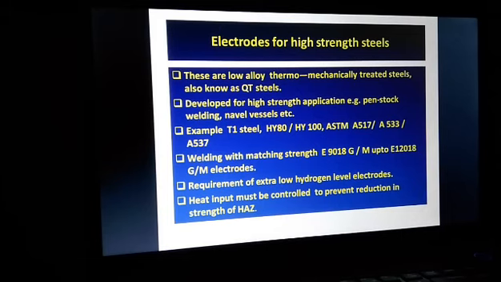Welding with matching strength E9018 GM up to E12018 GM electrode. Requirement of extra low hydrogen level electrode. Heat input must be controlled to prevent reduction in strength of the heat affected zone.